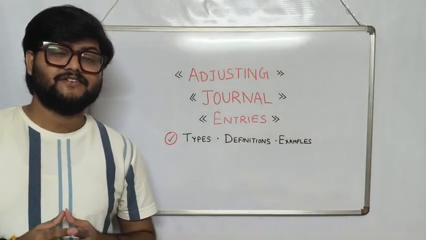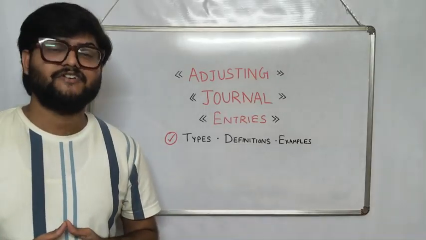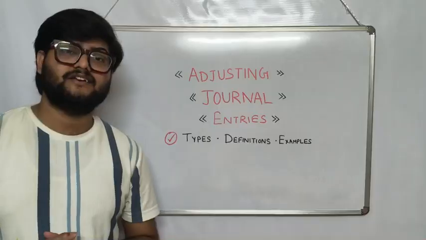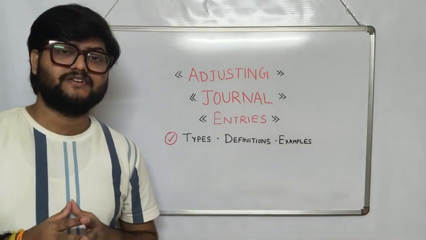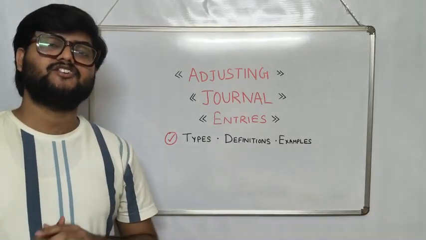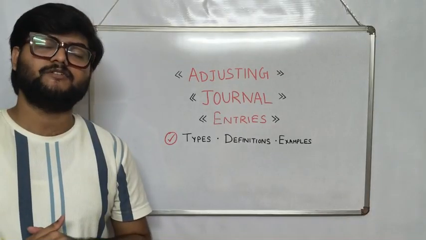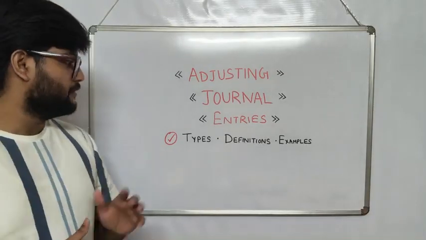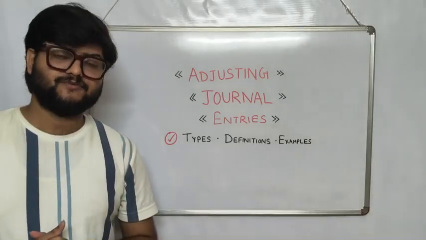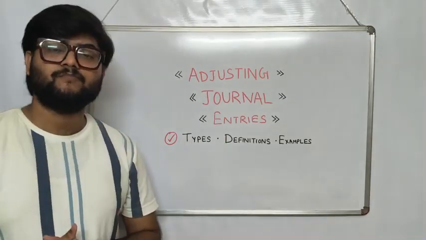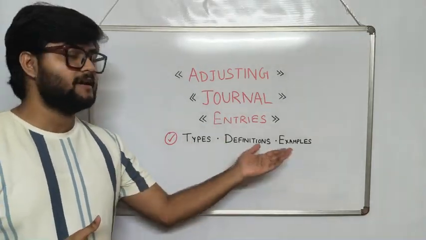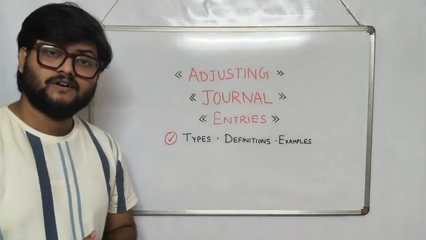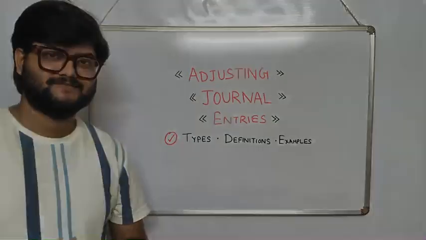Now, journal entries are recording of financial transactions in the business, and adjusting journal entries are supporting journal entries that help in showing the true and fair view of the business at the end of a financial period. We will talk about different types of it. We will define them and also give examples so that we can understand it better. So let's get started for the day.